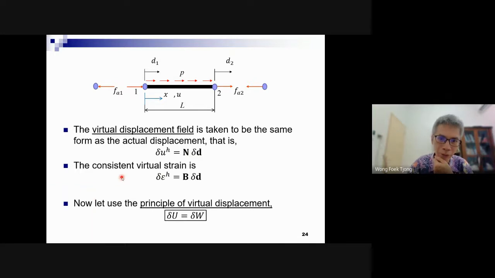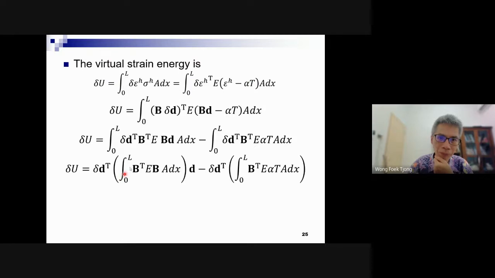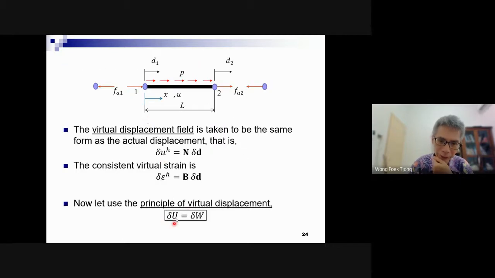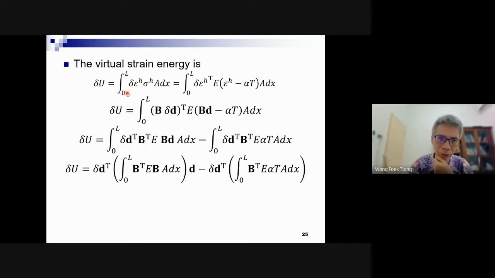Okay, let's go on with that one. So we have two sides here. The left side is the virtual strain energy. The right side is the virtual work of the external forces. For the virtual strain energy, we will use approximate virtual strain and approximate stress, but A is exact, right? It means we use the exact cross-sectional area, just approximate the stress and virtual displacement.